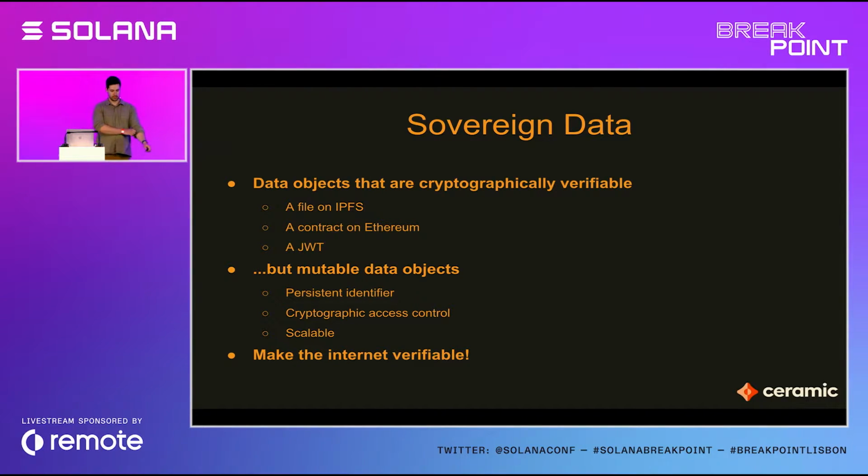So if we now look at sovereign data, we want two key properties. We want cryptographic verifiability, whether it's a file on IPFS, a contract on Ethereum or Solana, and maybe a token. But we also want mutability. But in that mutability, we want a consistent way to reference the data and have it really scale, and also a transparent way to see who controls what data, who's able to read, write, or execute any piece of data. And the end goal is to make the internet verifiable by combining these properties.